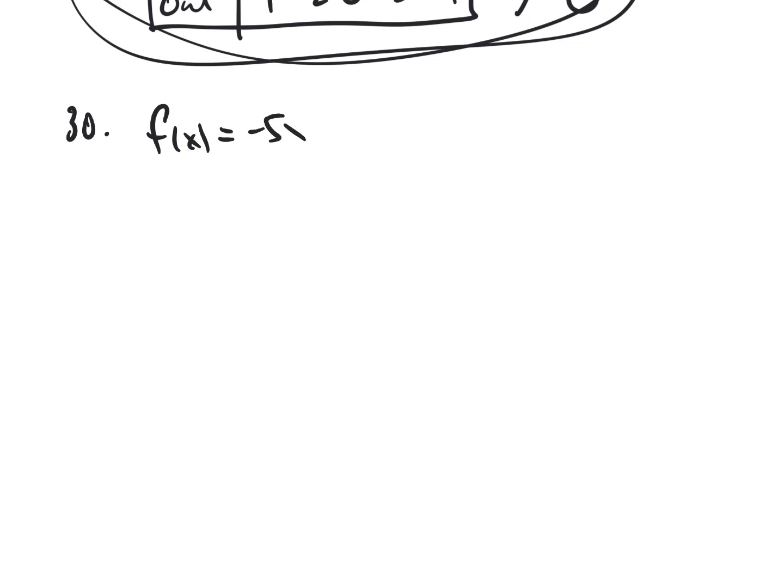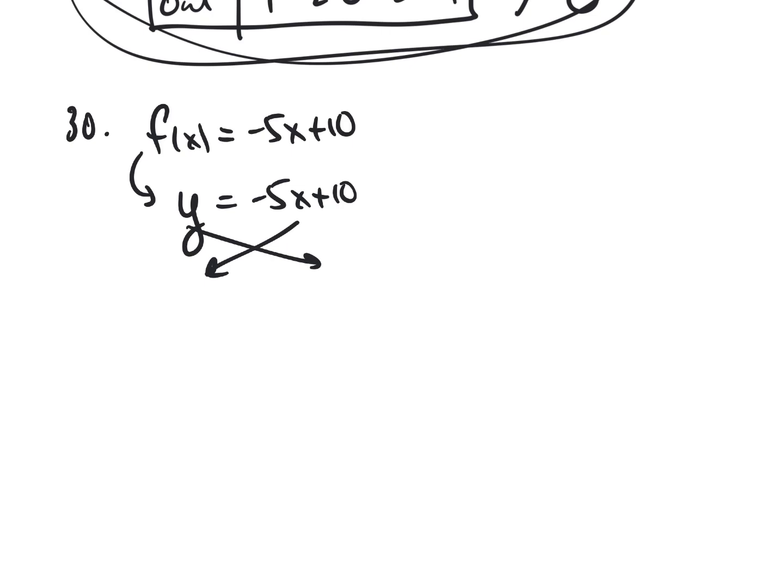the original equation is negative 5x plus 10. And what they want us to do is find the inverse of that. So if it's written as f of x, we rewrite that as y. And then to find an inverse, we switch out the x and the y. So instead of y equals, we write it as x equals. Instead of negative 5x plus 10, we write it as negative 5y plus 10.